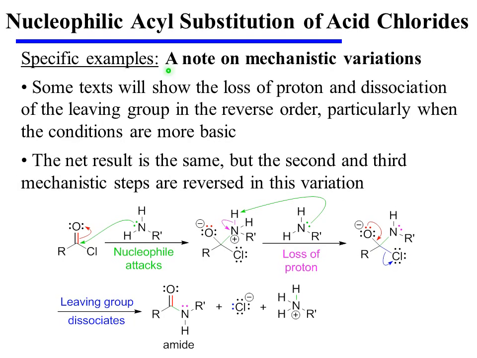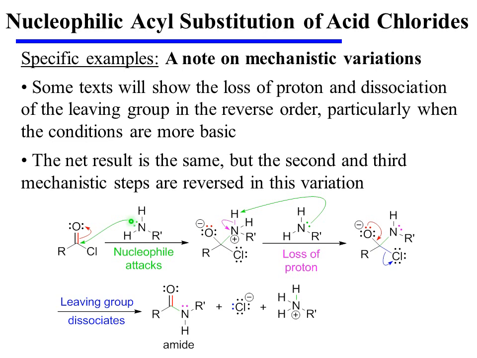At this point, it's useful to make a final note on mechanistic variations. Some texts will show the loss of proton and the dissociation of the leaving group in the reverse order, particularly when the conditions are more basic. The net result is the same, but the second and third mechanistic steps are reversed in this variation.